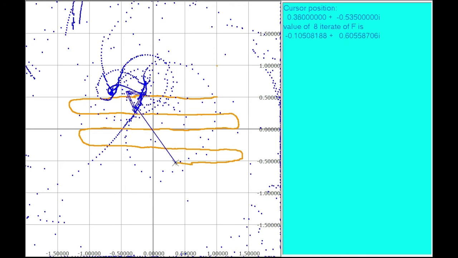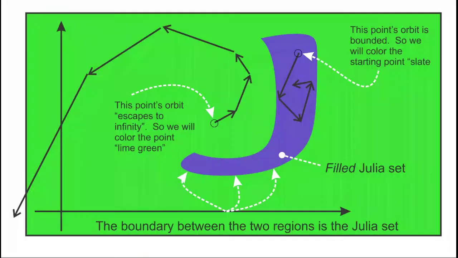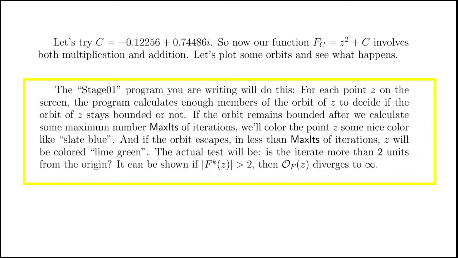And how can we tell which points on the plane are going to do which? It would be useful to have a picture of the plane divided into two colors. One color for those points whose orbits seem to be bounded and trapped in a triangular pattern, and the other color used to distinguish points whose orbits have escaped to infinity. That's the purpose of our Stage 1 program.